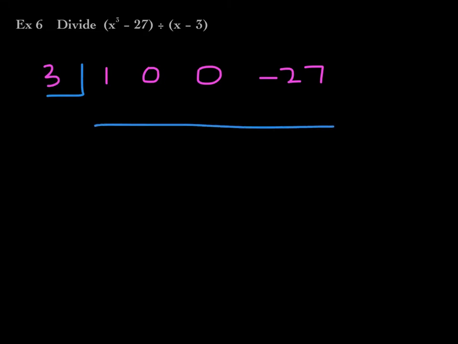First things first, bring down this number. Bring down the 1. So the 1 is there. Multiply. 3 times 1 is 3. Add. 0 plus 3 is 3. Multiply. 3 times 3 is 9. Add. 0 plus 9 is 9. Multiply. 3 times 9 is 27. Add. Negative 27 plus 27 is 0.